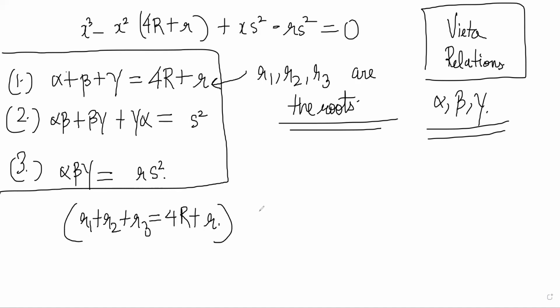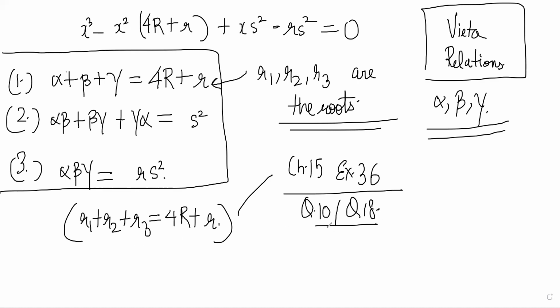And notice that this we have already done in chapter 12, 15, exercise 36, question number 10 or question number 18, I think, if you remember. Anybody who has done exercise 36 knows that this is done. We have done this. And there is also a question there which says prove that r1 r2 plus r2 r3 plus r3 r1 is equal to s squared.